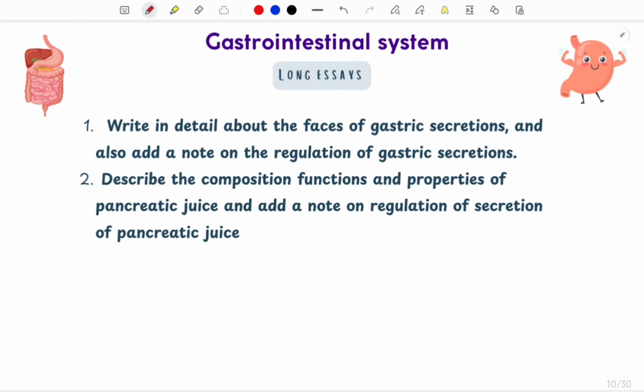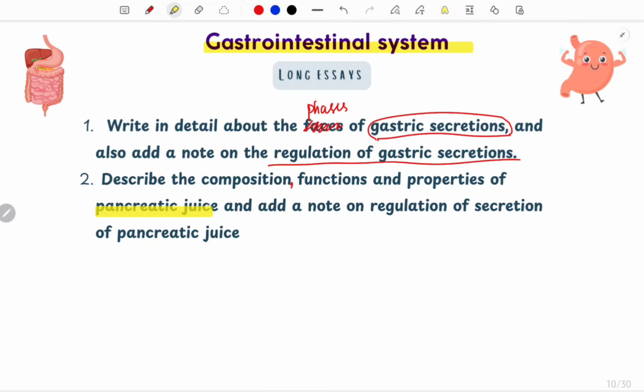Next, the next section is the gastrointestinal system. Again, a very important topic here. Write in detail about the phases of gastric secretion, and also add a note on regulation of gastric secretions. That is one question which is about gastric secretions, and describe the composition, functions and properties of pancreatic juice. Okay, so it is gastric secretion and pancreatic secretion.